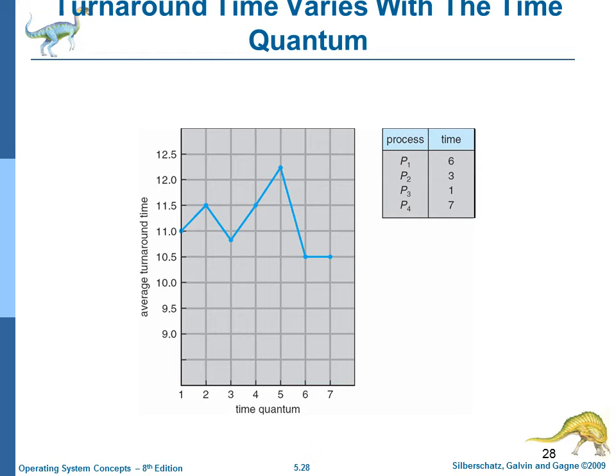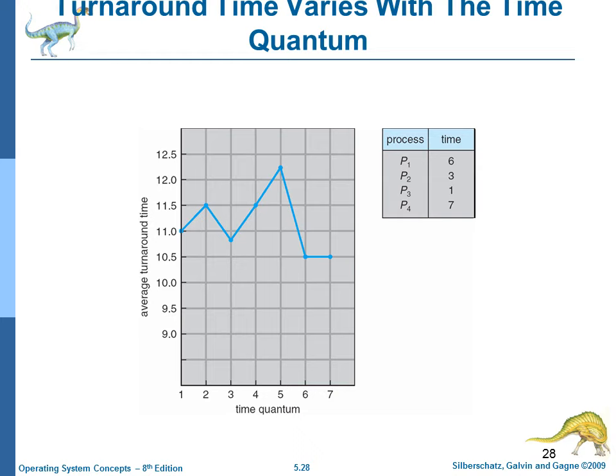Let's consider the following processes shown in this figure. I have process number 1 which needs a burst time of 6, process number 2 needs a burst time of 3, process number 3 needs 1, and process number 4 needs 7. And we see that turnaround time is minimized if most processes finish their next CPU burst within one time quantum.